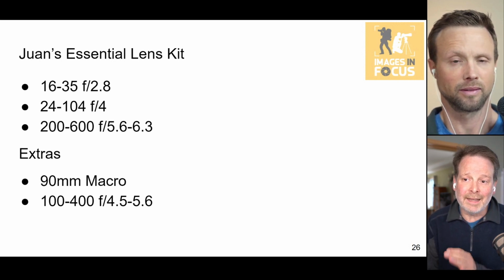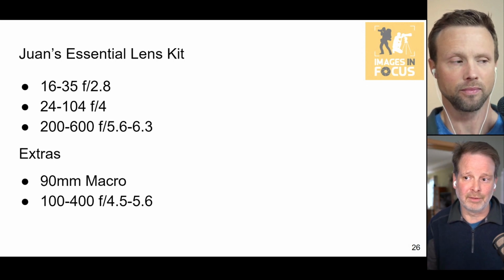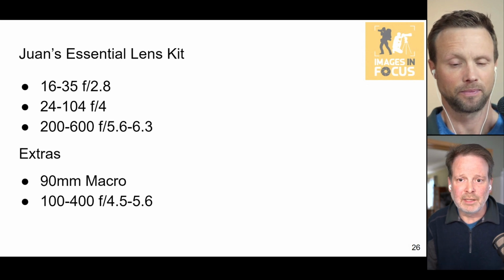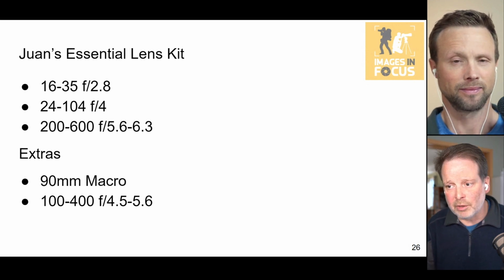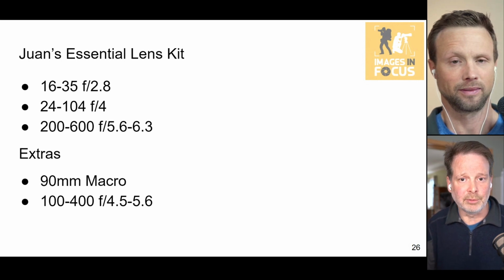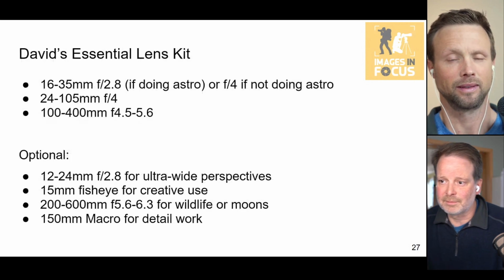So really, at this point in time, these are the 5 lenses that I use for all the photography that I do. The 3 at the top, my essential kit, is what I take everywhere with me. And then the other 2 I take with me depending on the type of shooting that I'm doing. So how about you? Why don't you share your kits with us?